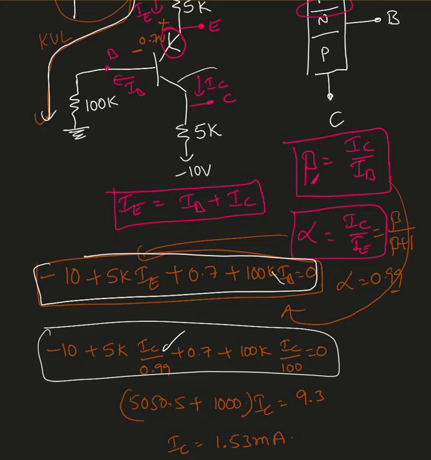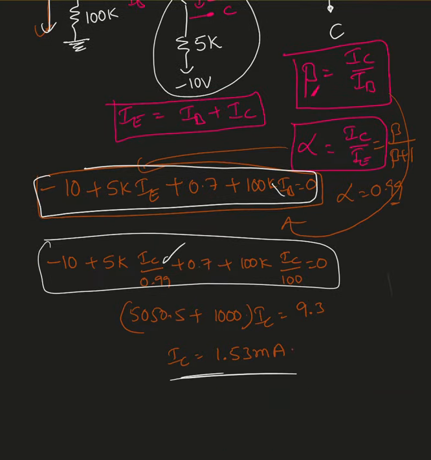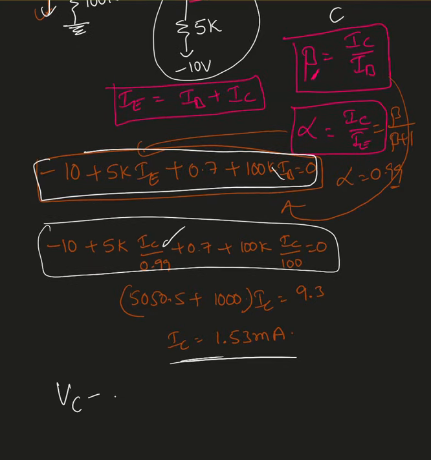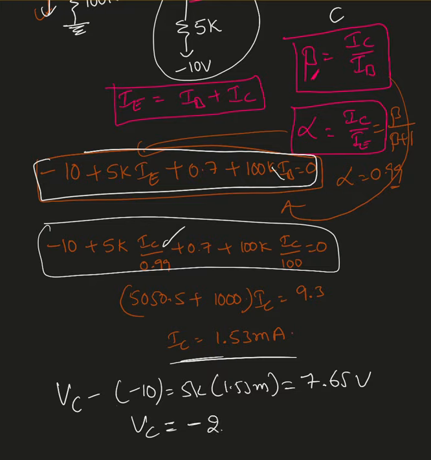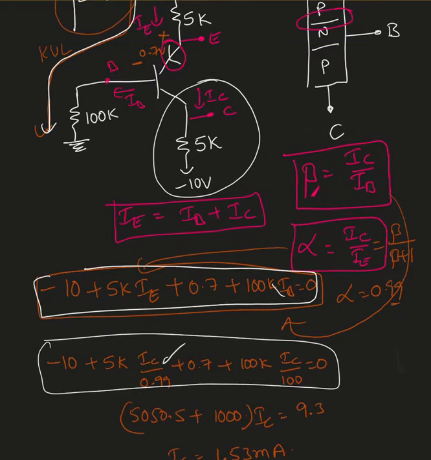So based on that, can I find VC here? VC minus of minus 10 equals 5k times 1.53 milli. So this must be 7.65 volts. So for VC, if I bring this minus of minus 10, which is positive 10, to the other side, it must be negative 2.35 volts. That is the voltage at point C.